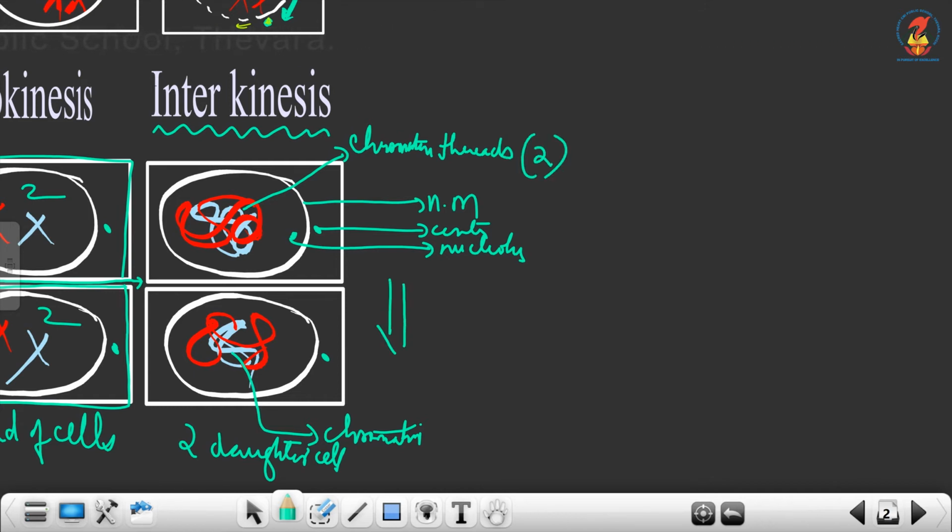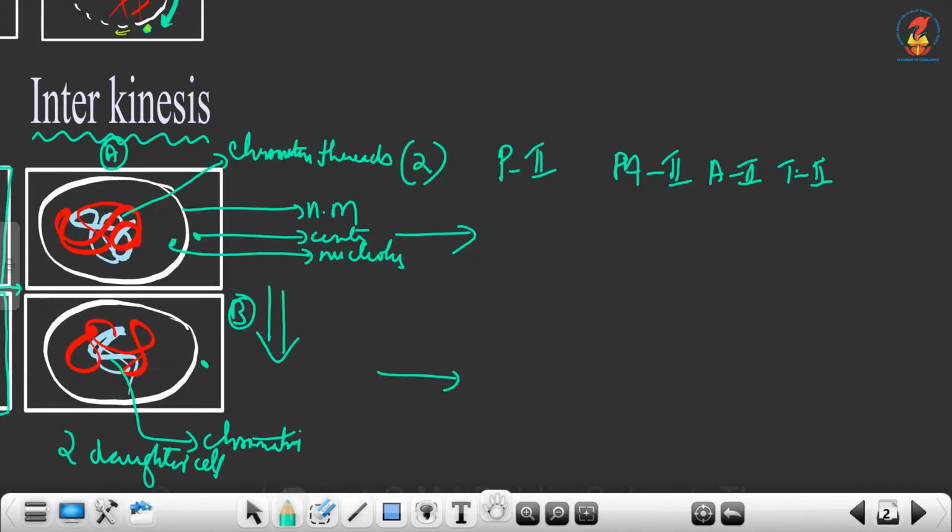The same description applies to the second daughter cell. So let this daughter cell be A and this daughter cell be B. Now it is going to proceed to which phase? Meiosis 2. In meiosis 2, we have prophase 2, metaphase 2, anaphase 2, telophase 2, and cytokinesis.